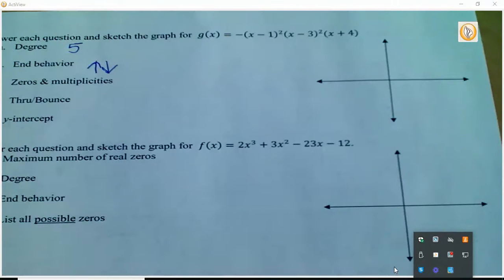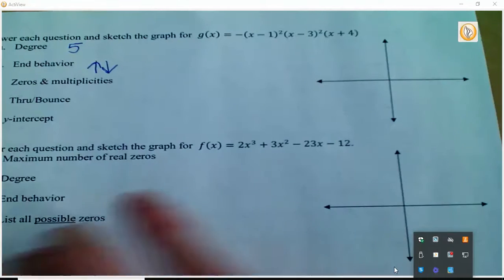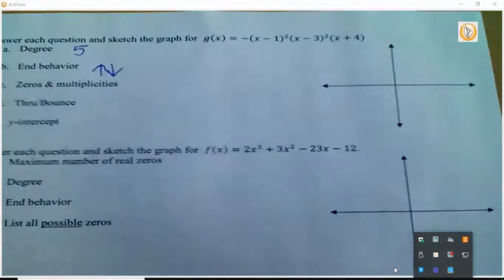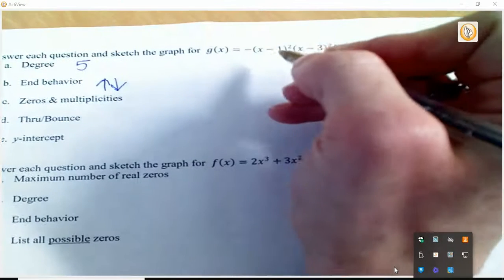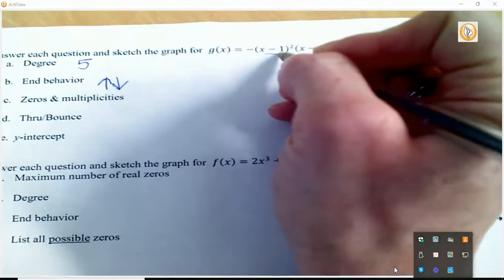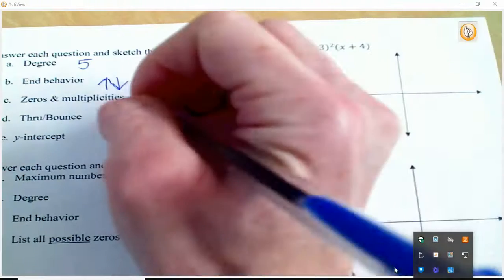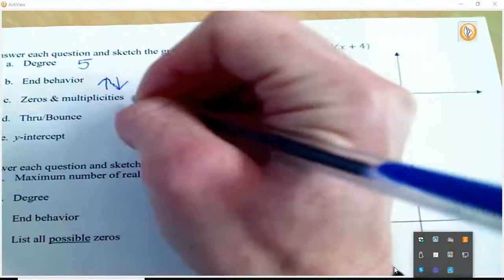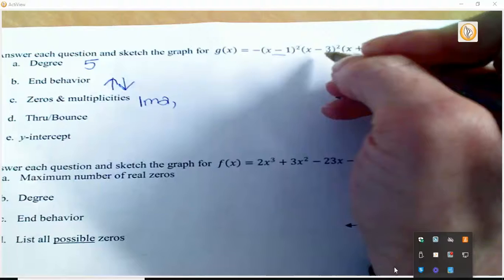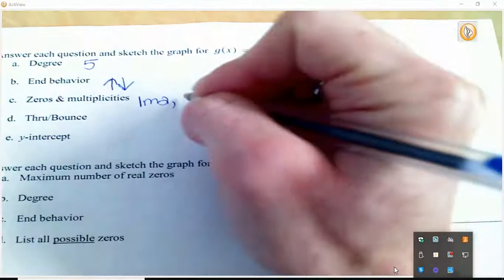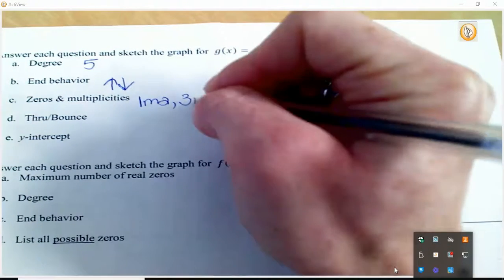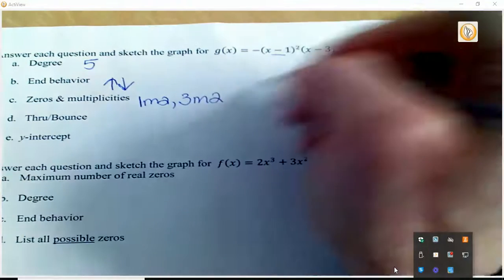Zeros and multiplicities. To find your zeros, if it's in factored form, you just set each parenthesis equal to 0. So what makes x minus 1 zero? 1. Because it was squared, you need to put multiplicity 2. Then we have a 3. It was also squared, so multiplicity 2, and negative 4.